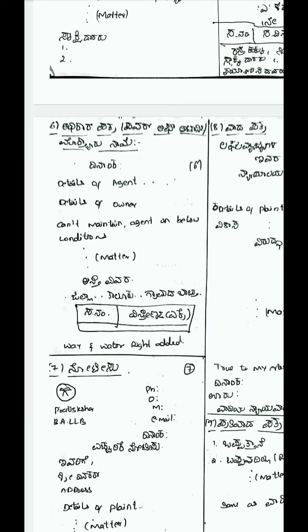Then Asti Vivara. It involves property, so of course it will contain a schedule: Jilla, Taluku, Gramada, Paptu. Then the serial number, Vistirna Ekre, how many acres the land will cover. And easement rights you have to mention: right of way and right to water are added. So this is a power of attorney, the letter which a principal writes to his agent.